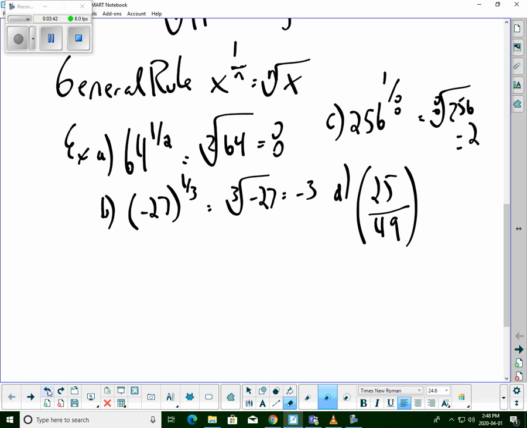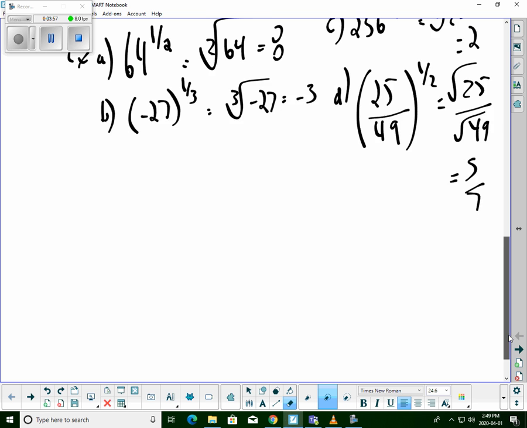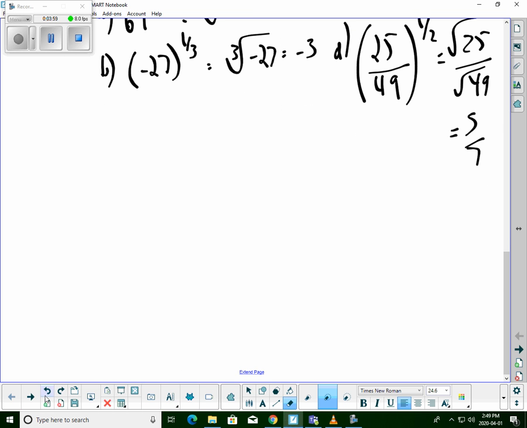Don't get intimidated by fractions. If I'm saying 25 over 49 to the 1/2, of course 1/2 means square root. Just rewrite it as square root of 25 over square root of 49. Well, that's a snap. That's 5 over 7. Good. Where it does get a bit harder, however, is if we have a decimal exponent.